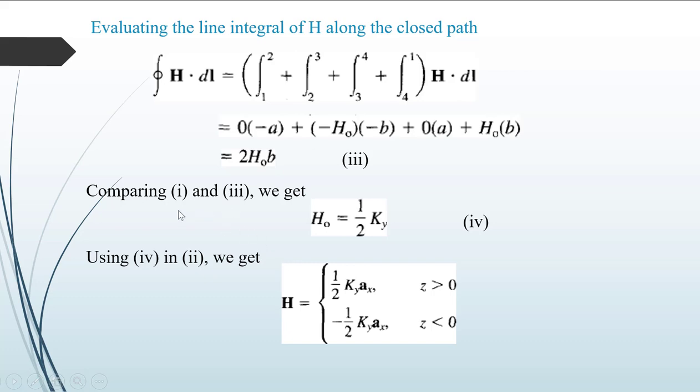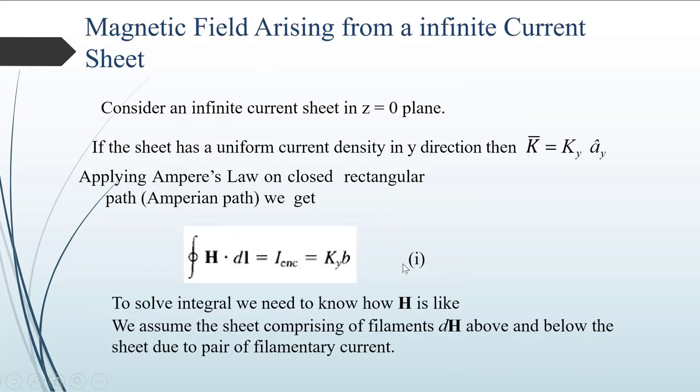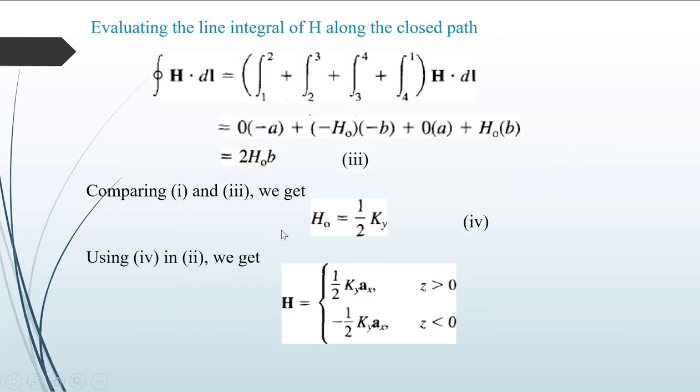So if we compare equation number 1 and equation number 3, equation number 1 says that H·dL is equal to K_y into b, and equation number 3 says that H·dL is equal to 2 H naught into b. After equating this, we'll get H naught is equal to 1/2 K_y. So that is the final expression, and we can write, using equations 2 and 4, since we have divided H into two parts, one upper and the other lower, it is 1/2 K_y a_x for z greater than 0, and minus 1/2 K_y a_x for z less than 0.